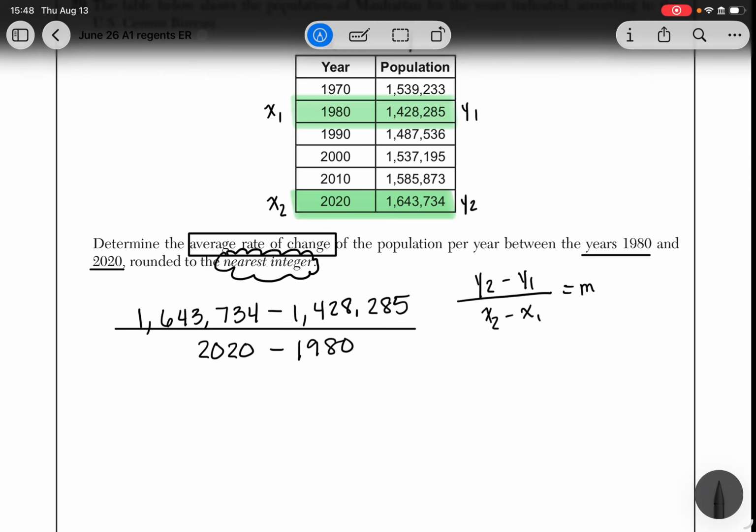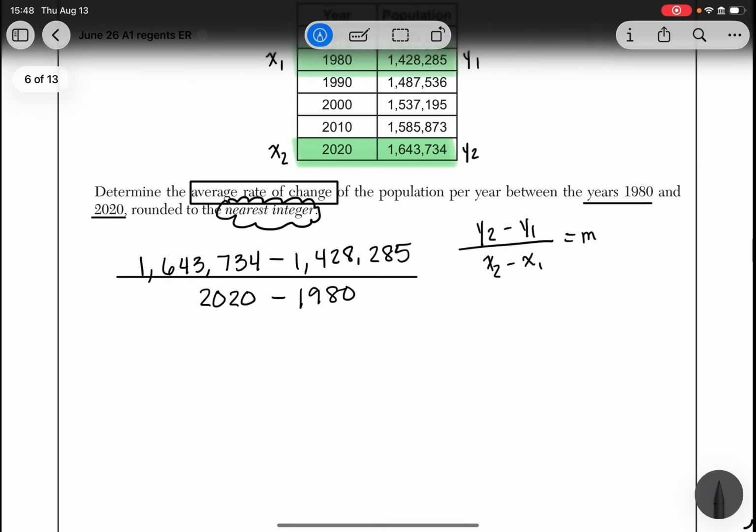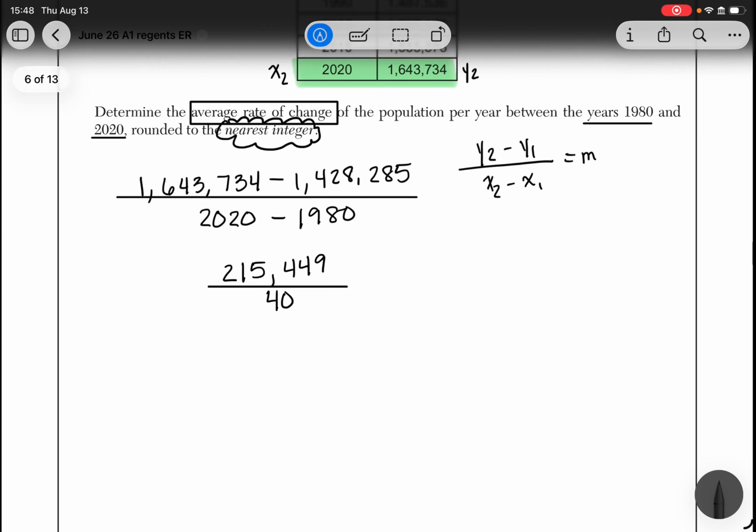And then we can use our calculator from here to do all the work. Subtracting in the numerator, our y values will get us 215,449, and then 2020 minus 1980 will get us 40. Once we simplify from here in our calculators, you should get a number. If it says to the nearest integer, it's the nearest whole number, which means that our answer is approximately going to be 5,386. Just making sure you're rounding to the nearest whole number.